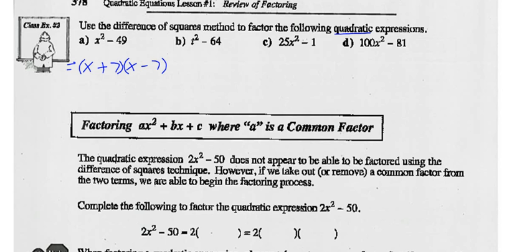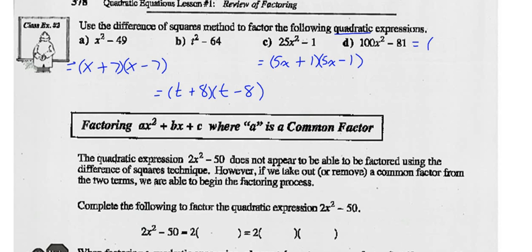t squared minus 64, make your two sets of brackets. Square root of t squared is t, square root of 64 is 8. Make one positive, make one negative, and you factor t squared minus 64. 25x squared minus 1. Are both these terms perfect squares? If so, you can factor as a difference of squares. Square root of 25x squared is 5x. Put that in the front of each bracket. Square root of 1 is 1. Put that in the back of each bracket. Make one positive and one negative, and you factored the difference of squares.